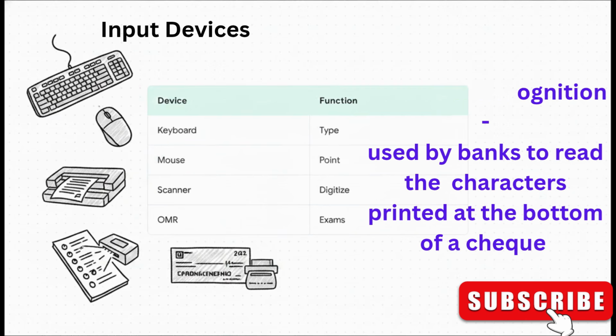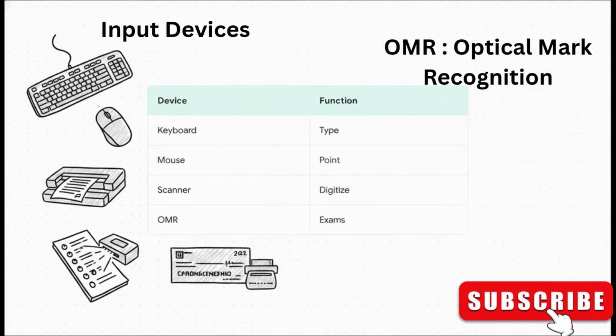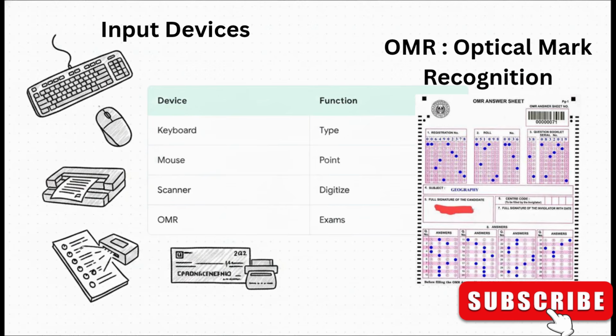And OMR, Optical Mark Reader, this one is very relevant to you as students. When you shade those little circles on a multiple-choice exam sheet, an OMR device shines a light beam to detect your marks and grade your paper automatically.